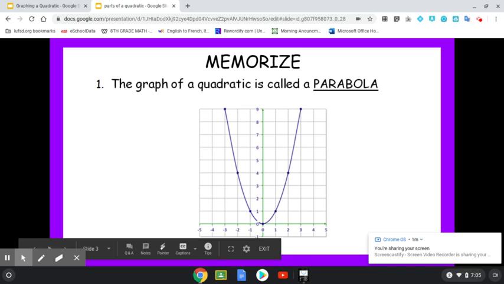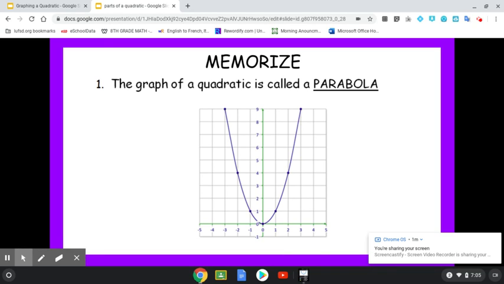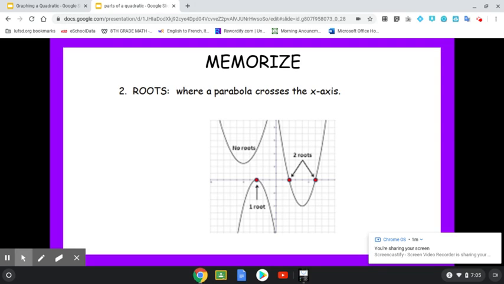So first you need to memorize that the graph of a quadratic is called a parabola. That's a big thing. We're going to use that word a lot. Next thing I want to talk about is your roots. Your roots are where the parabola crosses the x-axis.